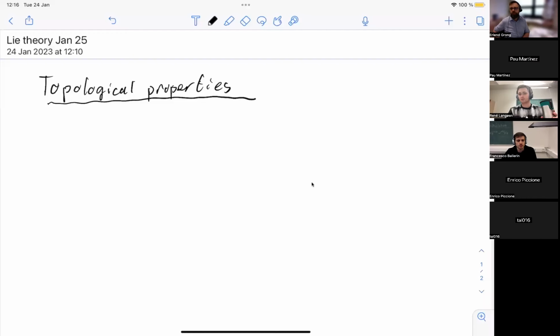So today we're going to talk about topological properties. I mentioned last time briefly that topology relates to open and closed sets. Today we're going to see some other properties relating to this, which actually relates to open and closed sets a bit as well, but it's going to be a bit hidden.